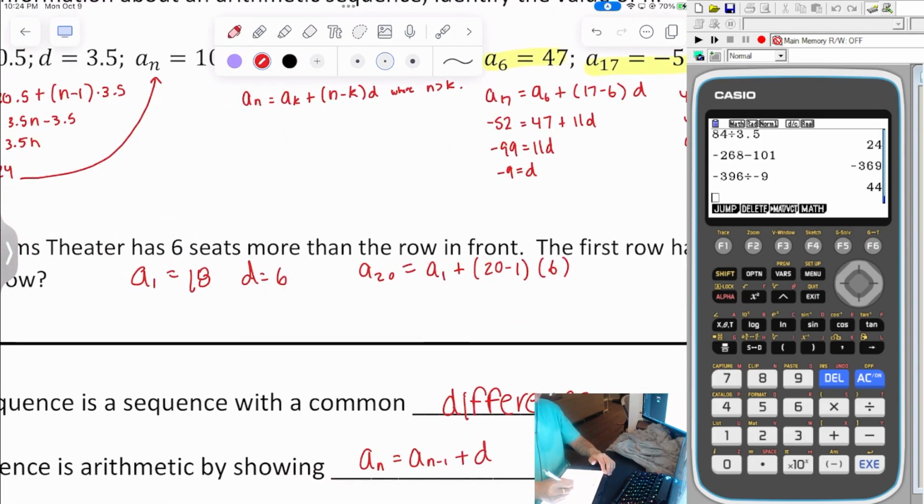So plug in what I know. I don't know what a sub 20 is. That's what I'm trying to figure out. A sub 1 is 18 plus 19 times 6. And then I'll just plug that into my calculator to see what I get.